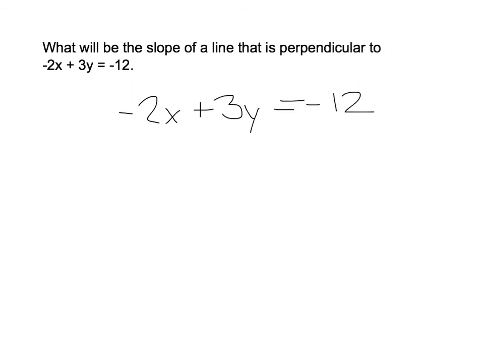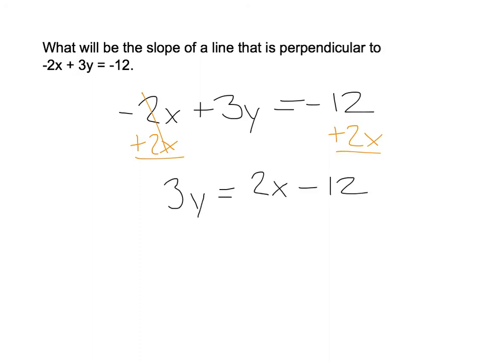Okay, so can I tell the slope of a line when it's not in slope-intercept form? Most of the time, no. So we want to put this thing in slope-intercept form. Again, I'm going to have to get y by itself. I'm going to move the 2x to the other side by adding 2x to both sides first and making it over here 0. And I'm left with 3y equals 2x minus 12. And then the last thing I do is, of course, divide by 3. And you get y equals 2/3 x minus 4.